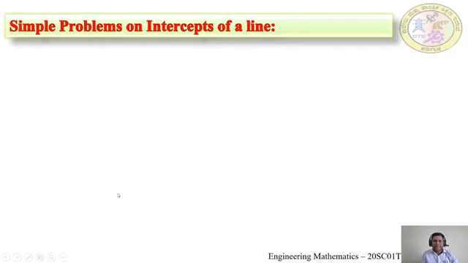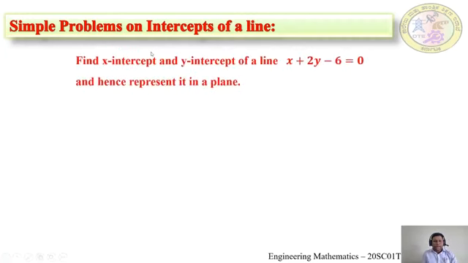To learn how to find intercepts, that is how to find the x intercept and the y intercept, we will do some problems. Find the x intercept and y intercept of the line x plus 2y minus 6 equal to 0 and hence represent it in a plane. We have to find the x intercept and y intercept and represent it in a plane. Let us understand how to do it. And this is the given equation here.